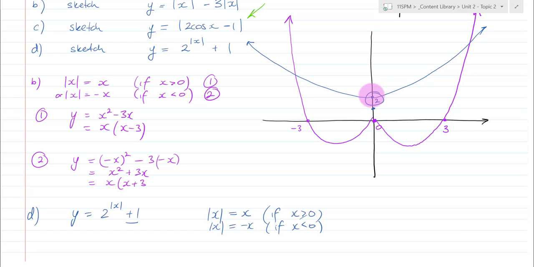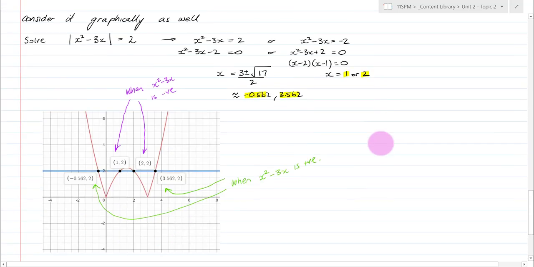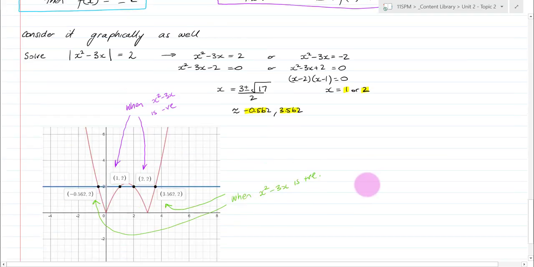Any questions on that? That is it for sketching. I do have a second section, solving modulus equations, that I need to go through with that example, but I think I might split this lesson in half. So I might give you some time to do that. So I'll stop this now.